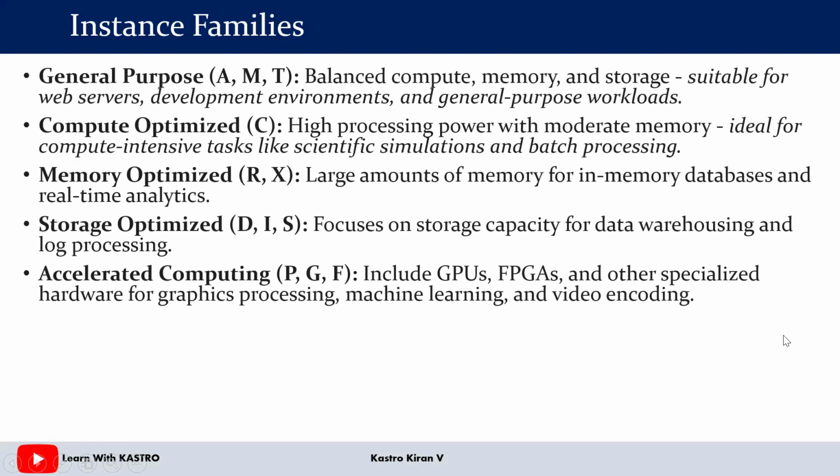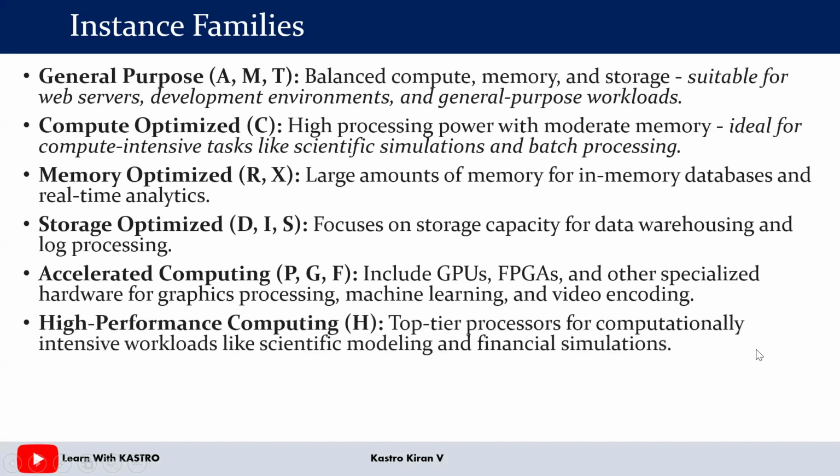These accelerated computing instances are mostly used for machine learning algorithms or graphic processing, such as, let's say, you are editing a 3D based movie or you are editing a cartoon based movie. In those cases, you need high amounts of graphic cards or high amounts of video encoding. So in these cases, we'll be using the accelerated computing based instance families. And these accelerated computing based instance families will have the categories P, G, and F.